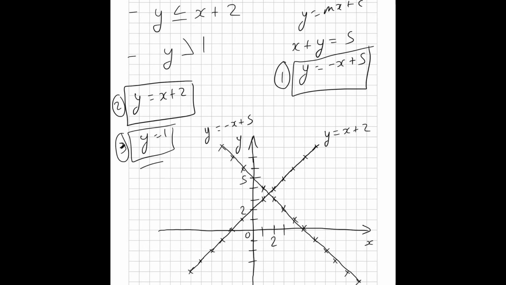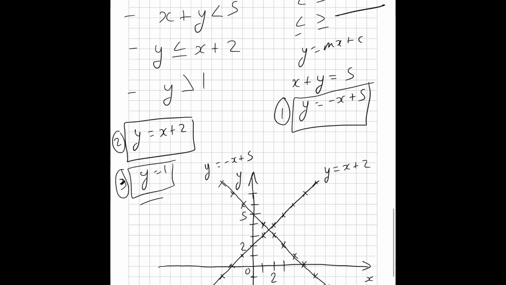By the way, one key point that you have to notice is that we have drawn a dashed line for y is equal to x plus 2, and that's not correct. But for y is equal to minus x plus 5, we should not draw a dashed line. Now the reason is that for y is less than or equal to x plus 2, you have to draw a solid line, and we have done that correctly. But for x plus y is less than 5, we have to draw a dashed line.